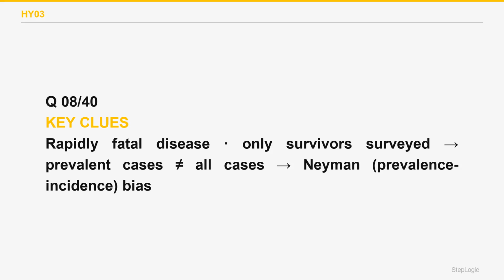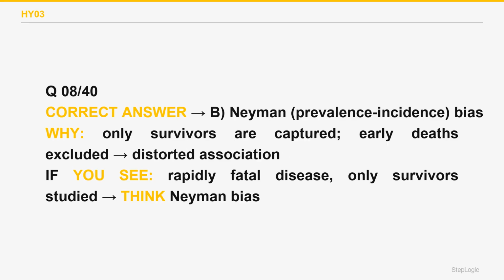Neyman bias, also called prevalence-incidence bias, arises when a study captures only prevalent surviving cases and misses those who died or recovered quickly. Because the fast fatal cases never make it into a cross-sectional survey, the surviving sample is unrepresentative, distorting the exposure-disease link. It is a form of selection bias tied to disease timing. The correct answer is B.